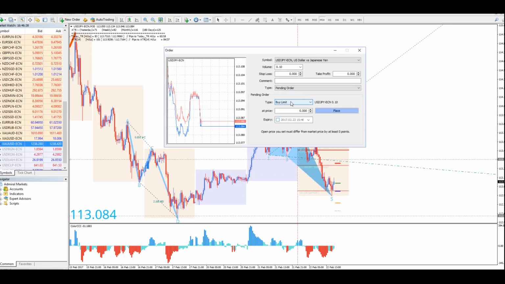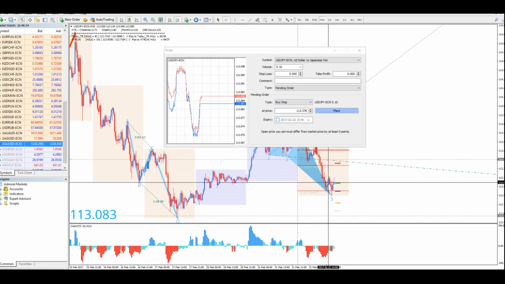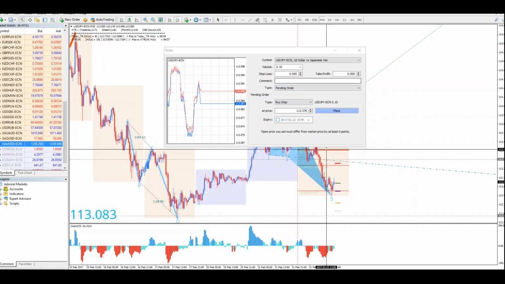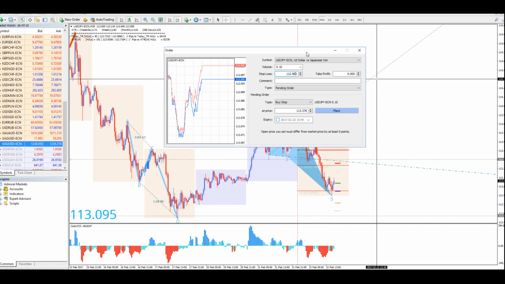pending order, buy stop, 113.37. Okay, I would be conservative with this trade. I mean, not that conservative, maybe more, let's say, more aggressive. And I would place my stop at 0.98.